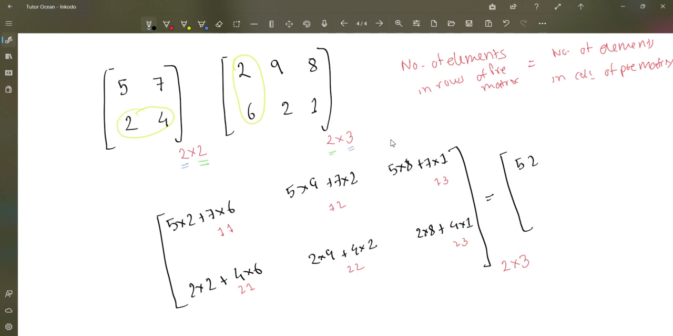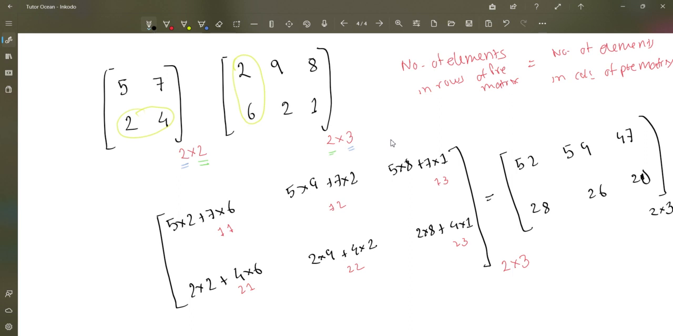52, 59, 47, 28, 26. So this is our product matrix, and we can also observe here that the dimension is 2 into 3. So you can easily follow.